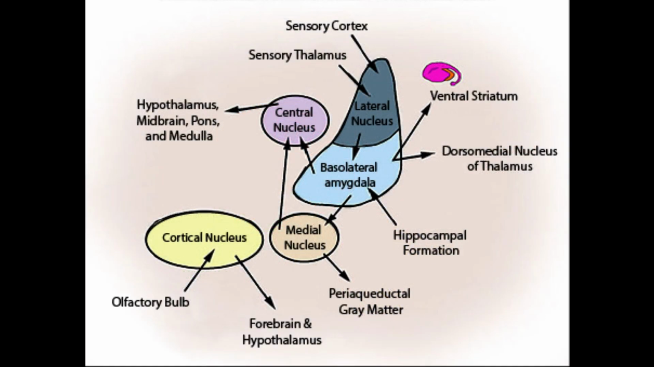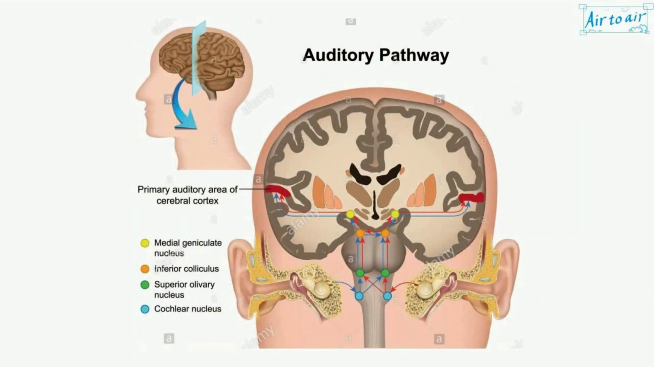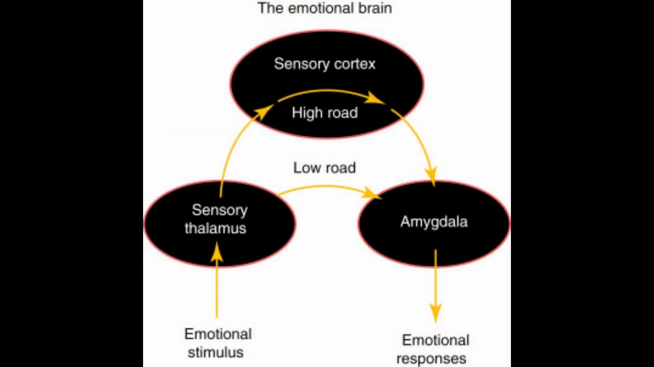From the basolateral nuclei of the amygdala, the signal also proceeds to the cerebral cortex, where the process of the emotional experience occurs. It is important to notice that the sensory information regarding the stimuli follows both the high and the low road at the same time.